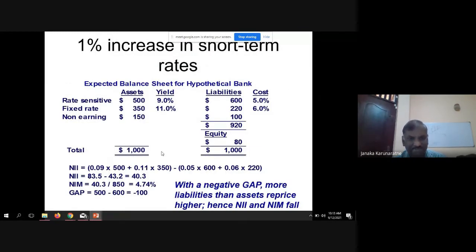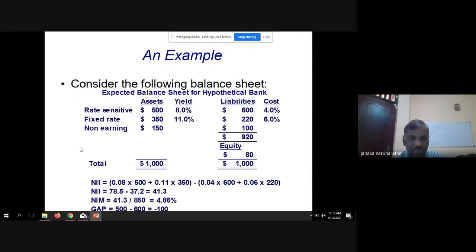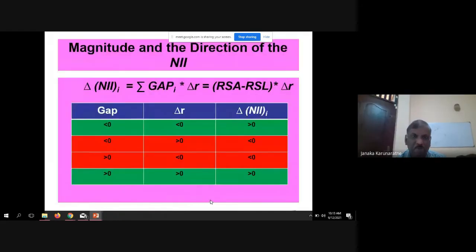So what is the reason? Why did we have a negative gap? What is our negative gap? Rate sensitive assets 500 minus rate sensitive liabilities, we have a negative gap. But what sort of interest rate change did we have? Positive. So we have a negative gap and a positive interest rate change. So what would be our end result?